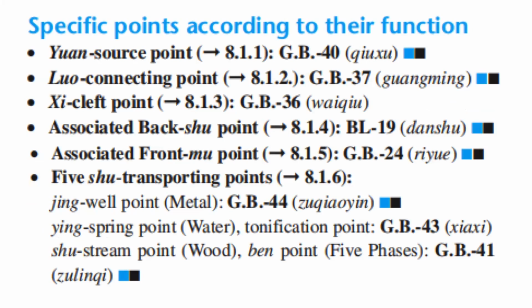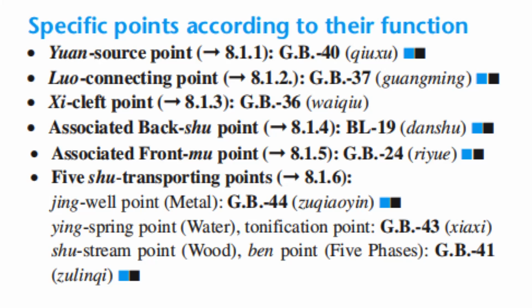The 5 shu transporting points are as follows. Jing well point is GB44, which is a metal point. The Ying spring point is GB43. It's also a tonification point and a water point.